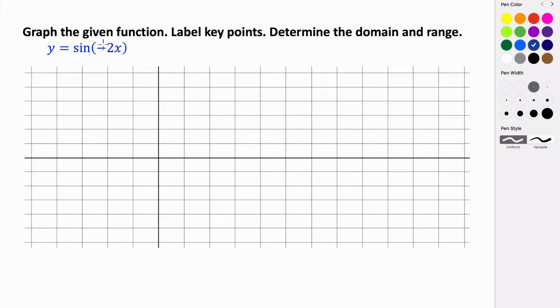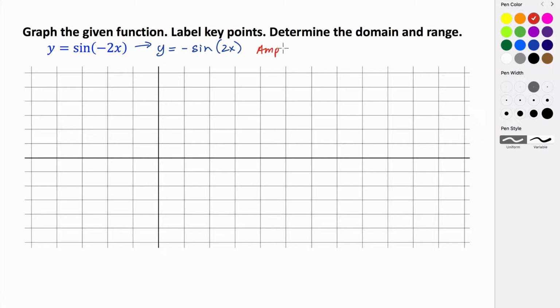In this example, we want to graph the function y equals the sine of negative 2x. To help us with this, if you recall, sine is an odd function. So anytime we have a negative value inside our argument, we know that this is just going to act like y equals the opposite of the sine of positive 2x. And we can actually just deal with this and graph this function because these two are going to behave the same way.